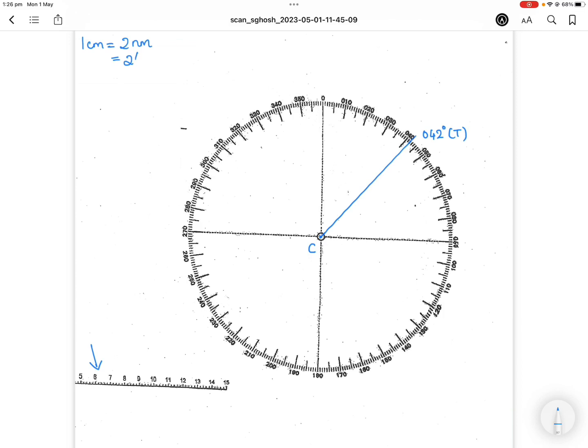Okay, let's plot the 351 and at a distance of 11 nautical miles. Depending on what scale you have chosen, if you have chosen 1 centimeter equals 1 nautical mile, then you have to plot 11 centimeters away from center towards 351. Otherwise, in my case, I have taken 1 centimeter equals 2 nautical miles, so I will plot half of 11 and I will measure out 5.5 centimeters, which is half of 11 nautical miles. So 1, 2, 3, 4, 5.5, and I will plot it here.